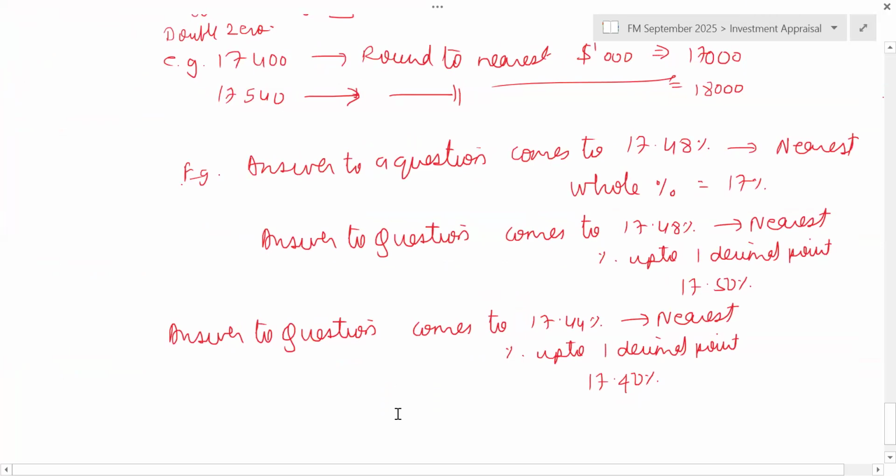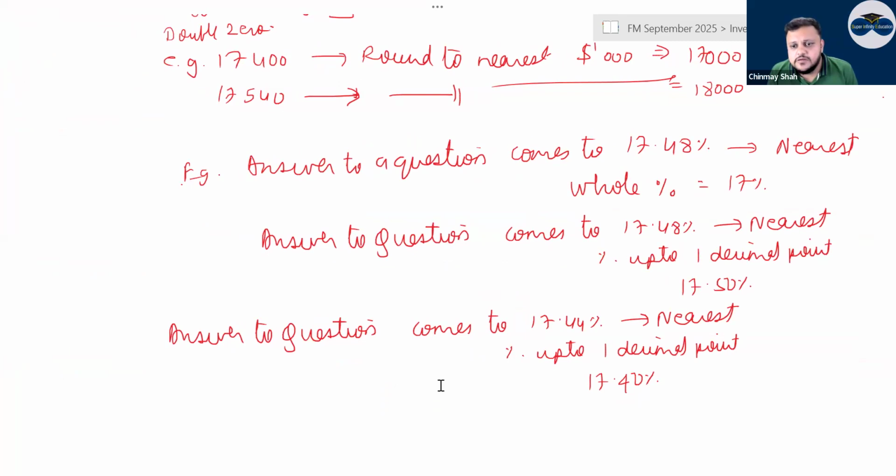So can you repeat the last question? The last question is: to the nearest percentage up to 1 decimal point, 17.44. That means if I say further, 40 will come. That is 40. 40 will be rounded down. Should you go to 40, or should you go to 0.50? Tell me.